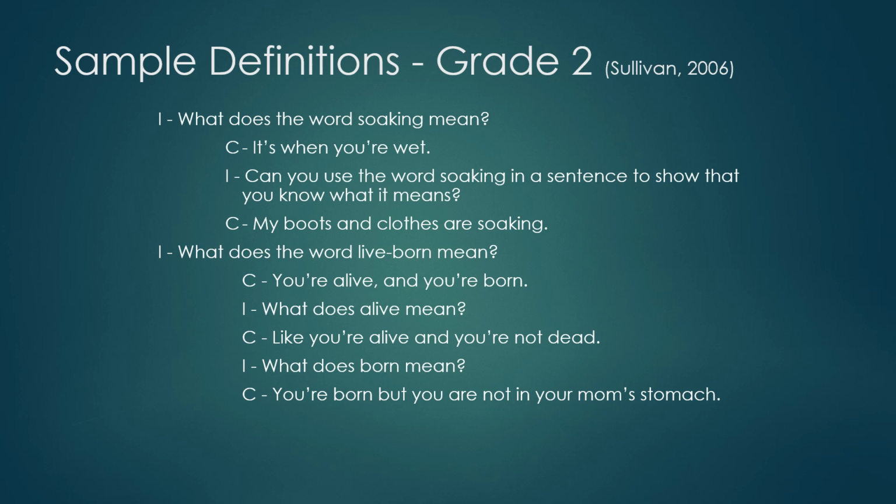Here are some examples of definitions from a 7-year-old in grade 2. Soaking. It's when you're wet. My boots and clothes are soaking. Live born. You're alive and you're born. Like you're alive and you're not dead. You're born and you're not in your mom's stomach. That is a good 7-year-old kind of explanation for what it means to be live born.